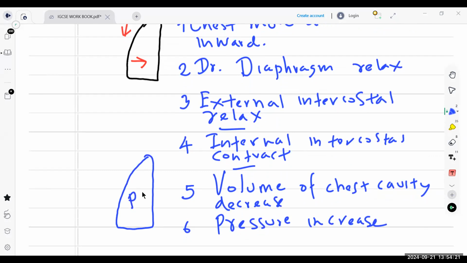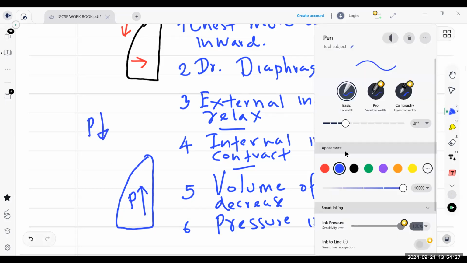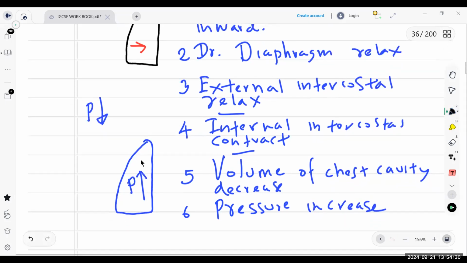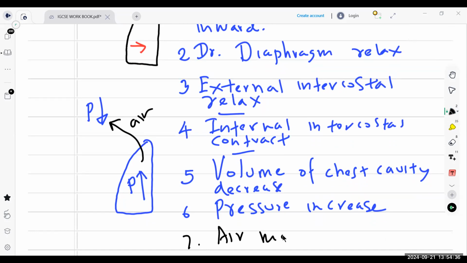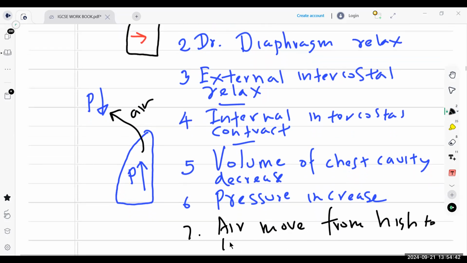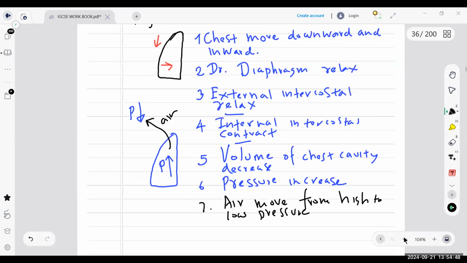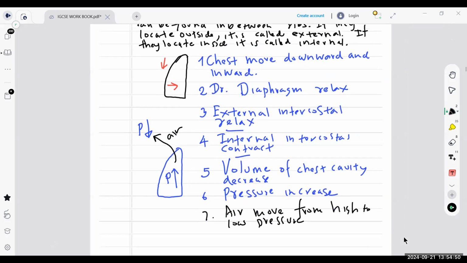Now the pressure inside the lung is higher, and the pressure outside is lower. Then air can move from high pressure to low pressure this way. Air moves from high to low pressure. Okay, these are the steps.